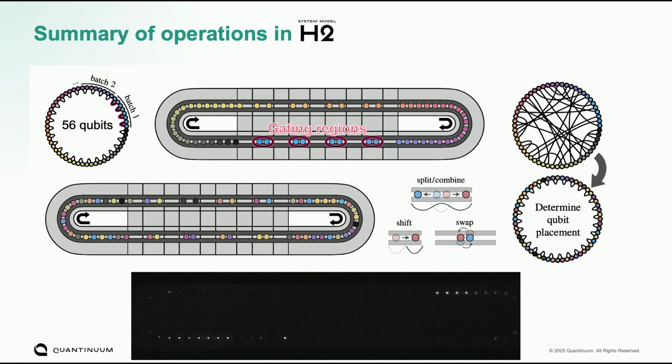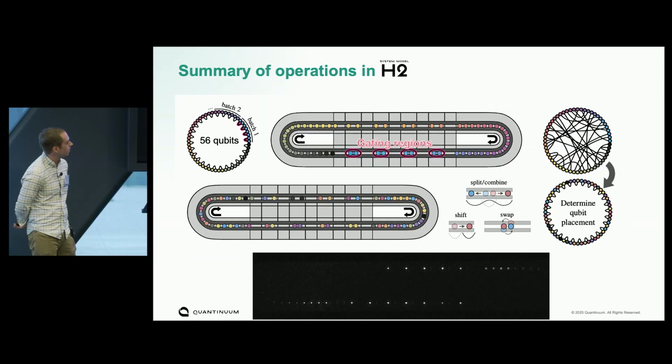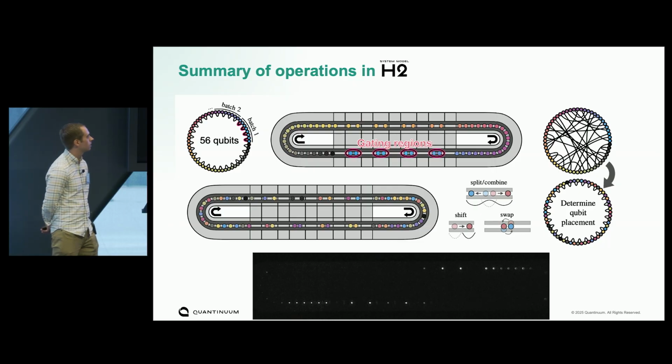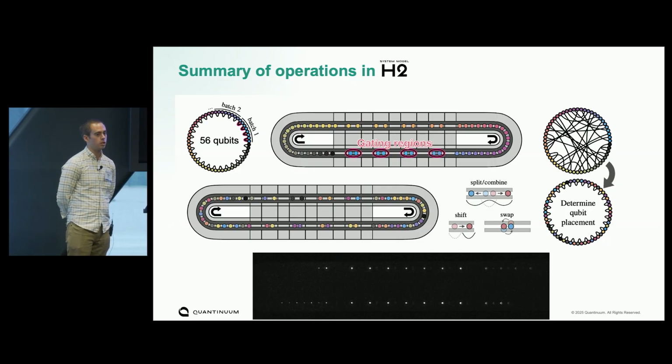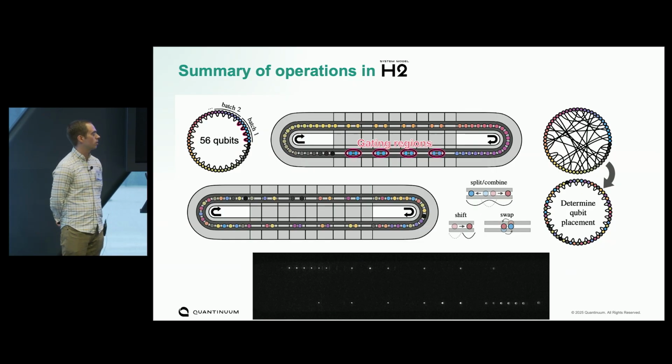In order to rearrange the qubits so they all get next to their gating partners, we rely on a few ways to physically move these ions around. What we do is combine 2 qubits so that they're next to each other, and then we can physically swap them around each other, and then split them and shift them around, and then do another round of combine, swap, split, and so on, until we've achieved the desired ordering.